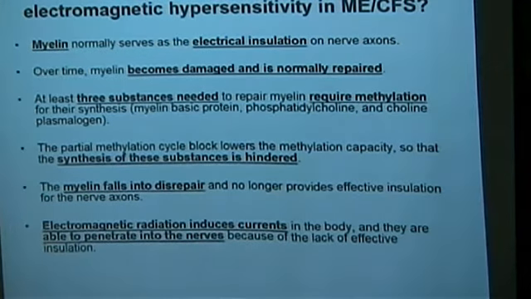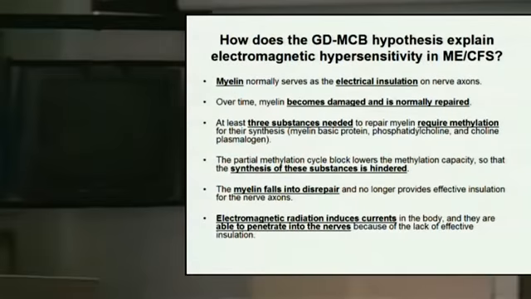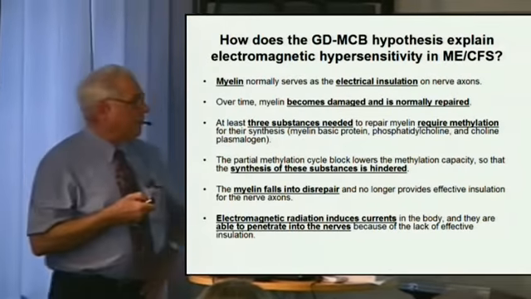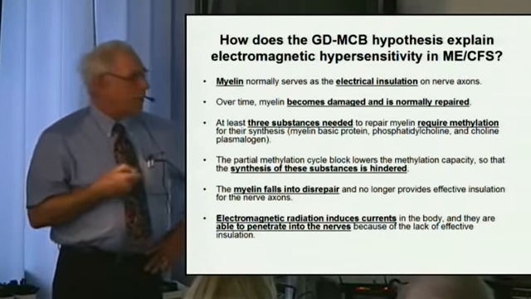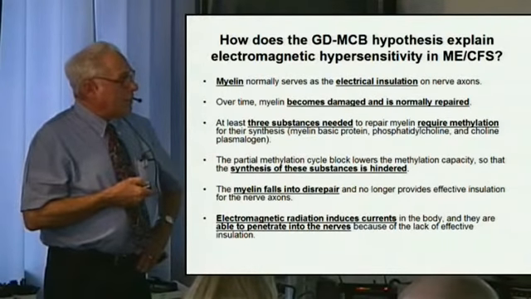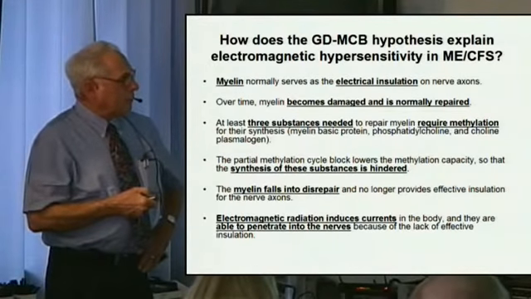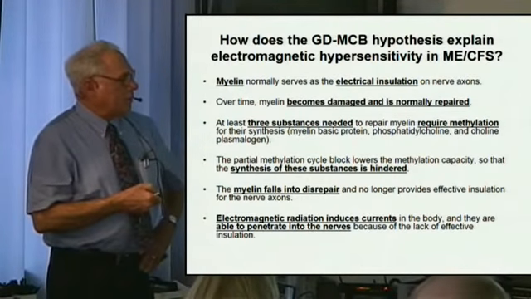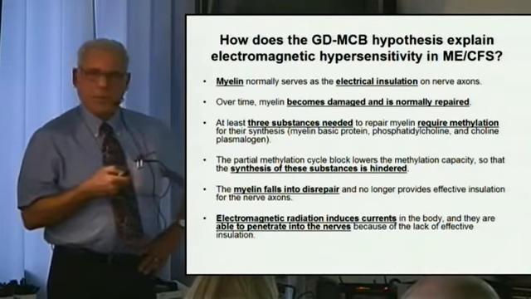Okay, what about the electromagnetic hypersensitivity? Well, there are several mechanisms that have been suggested for that, and I don't disagree with those, but I want to suggest another one here that I think is present in chronic fatigue syndrome. Normally, myelin is electrical insulation for the axons, and over time, the myelin becomes damaged in chronic fatigue syndrome. In any case, it becomes damaged, and it's normally repaired. But at least 3 of the substances you need to make myelin require methylation. That includes myelin basic protein, phosphatidylcholine, and choline plasmalogen. All of those require methylation to be made.